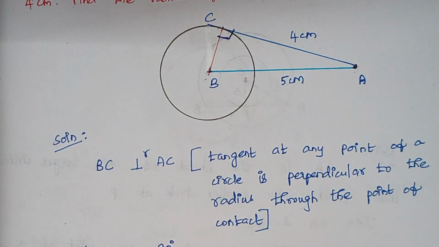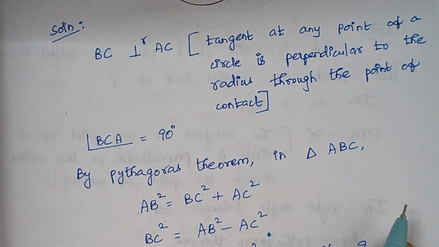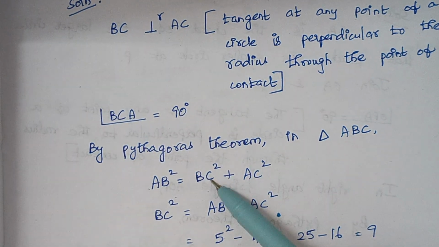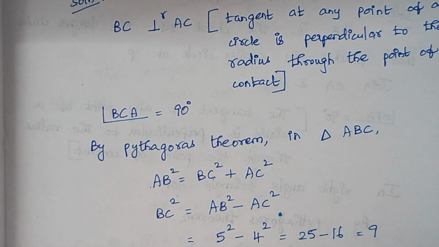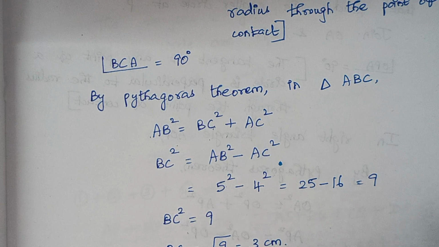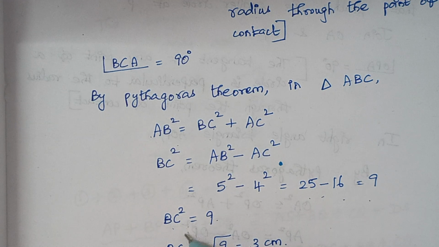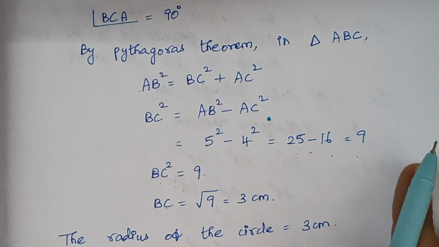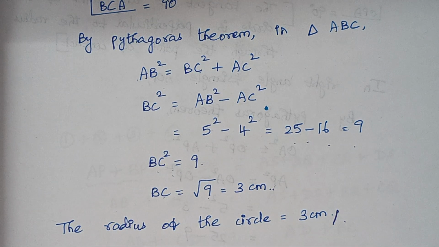So what is the unknown thing here? We need to find this BC. So just rearrange the expression. BC square is nothing but AB square minus AC square. We know the value of AB and AC, so just substitute. 25 minus 16 gives you 9. So BC square is 9. Therefore, to find BC, the square root of 9 is 3. Therefore the radius of the circle is 3 centimeter.